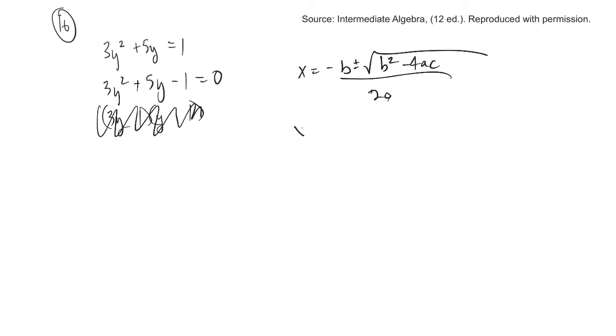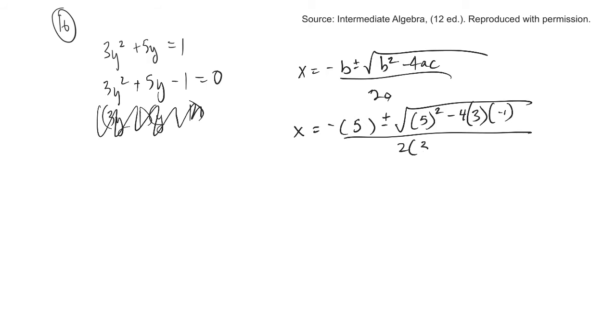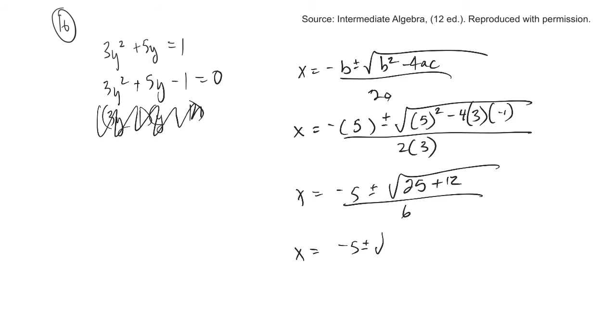All over 2a. So the solutions, I guess it should be a 1. Usually we have an x here, but it's the solution to whatever the quadratic is equal to: negative b, b is a 5, plus or minus the square root of 5 squared minus 4 times a, a is a 3, times c, c is a negative 1, all over 2 times a, a is a 3. So I'll have negative 5 plus or minus square root of 25, plus 12, all over 6. So negative 5 plus or minus the square root of 37 all over 6.